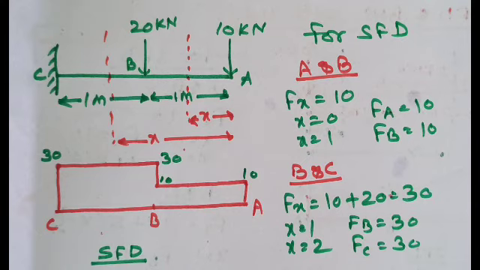Now again at point B, as the 20 kilonewton force acted downward, the new value of Fb became 30. So we will go upside and mark the point 30. Then at point C also we have the value of Fc as 30, so we will draw this straight line with no slope. So in this way we can draw the shear force diagram for this cantilever.